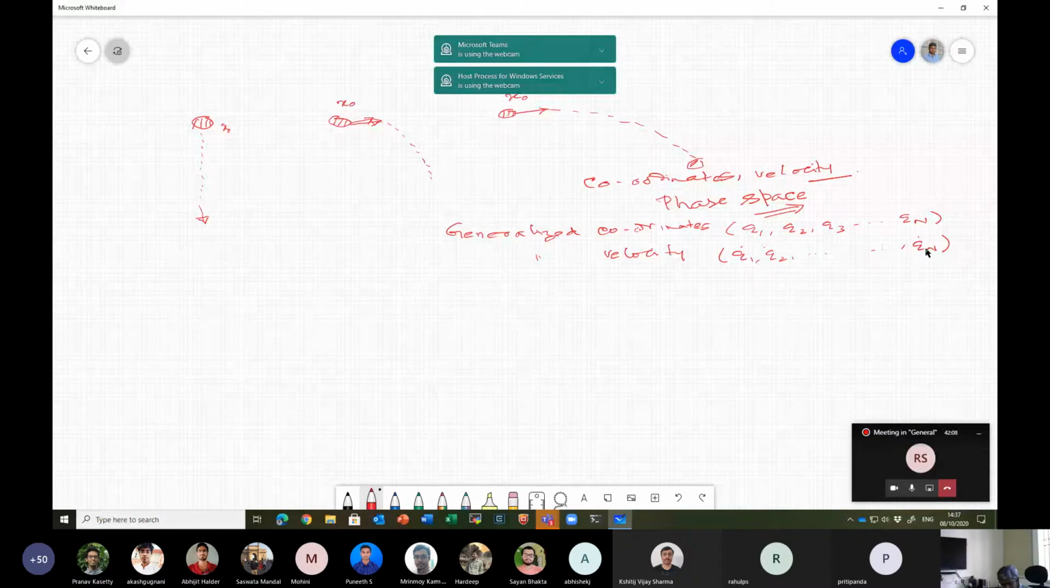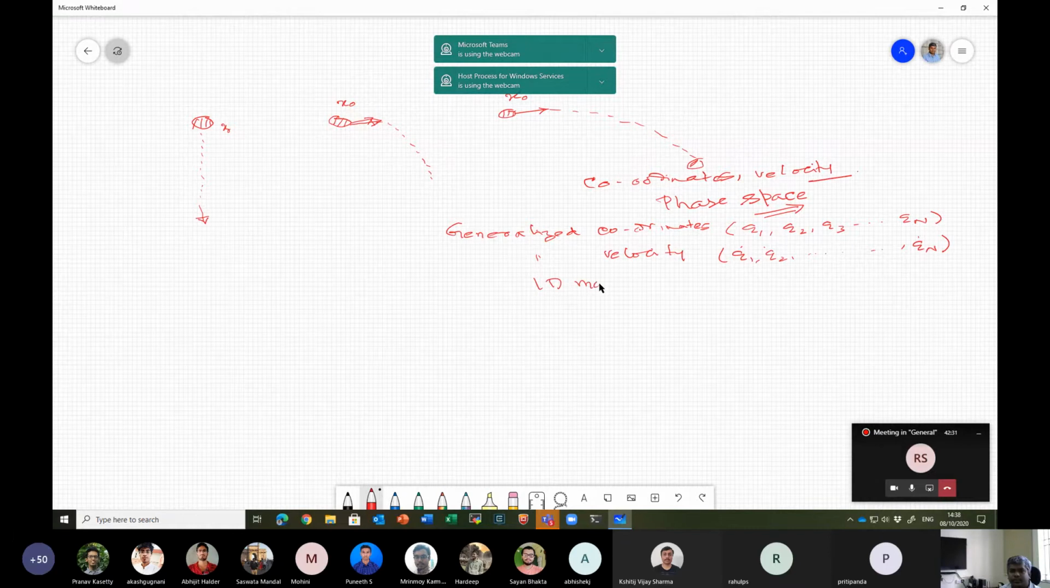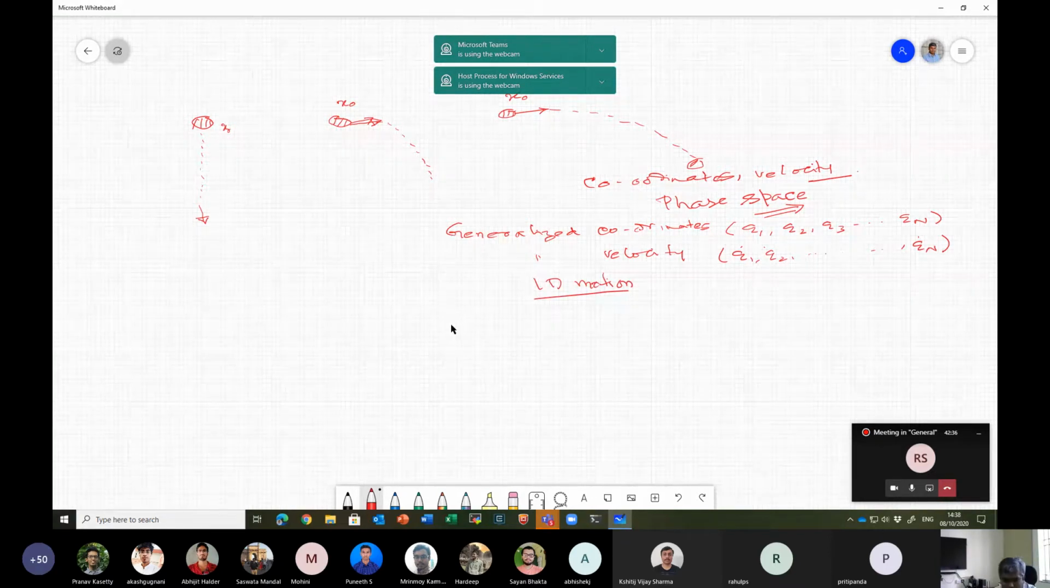So this is one. Now let's take an example. Normally if I say Newton's motion, what we know is m times x double dot, or m times q double dot, is nothing but the force. That is Newton's law, right? Say we are considering a 1D motion. To understand this, let's understand this phase space in more detail, okay?